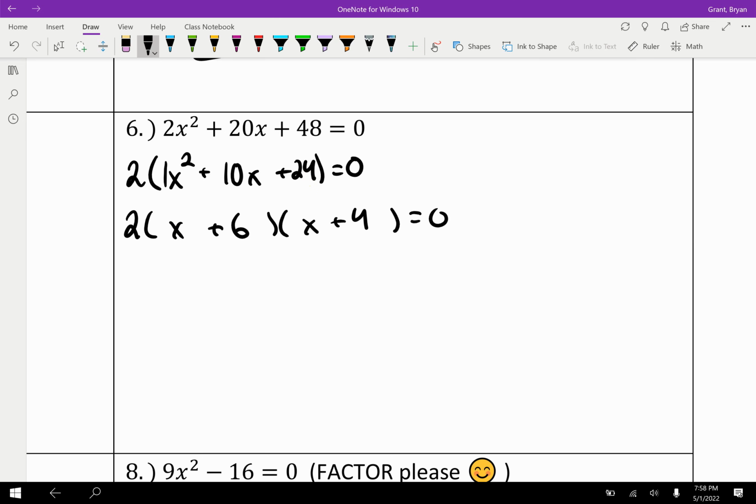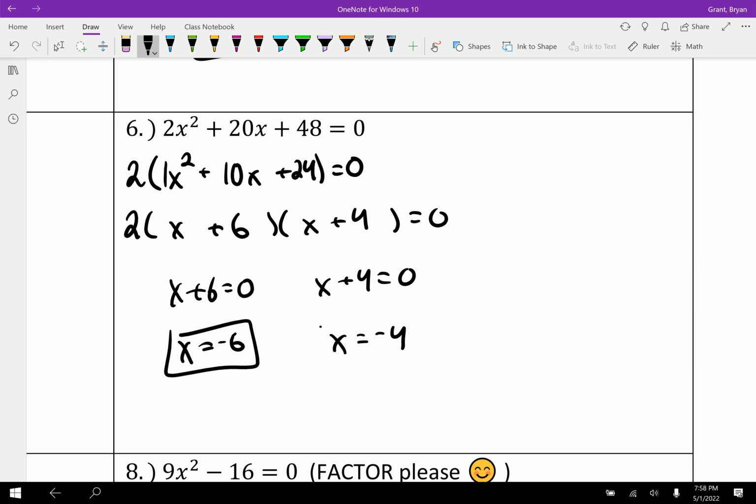When we use the zero product property, I'm not going to bring the 2. 2 is never going to equal 0, so we're just going to focus on x plus 6 equal to 0 and x plus 4 equal to 0. And you end with negative 6 or negative 4.